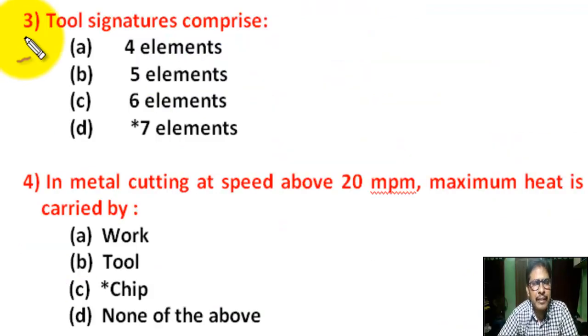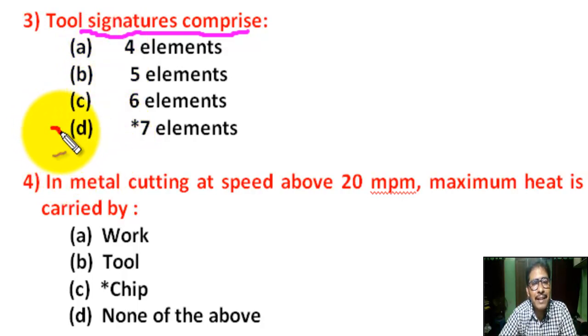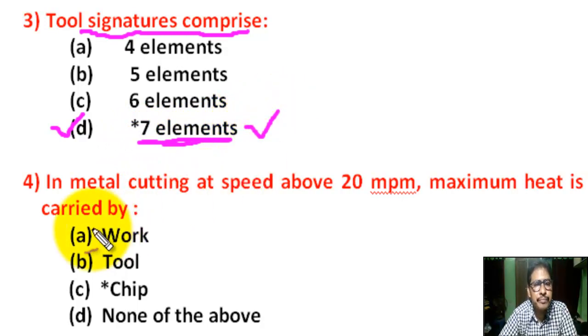Question number 3. Tool signature, tool specification, comprise. There are 4 options. Correct answer is D. Tool signature comprises 7 elements. For specification of a tool, 7 elements are required.